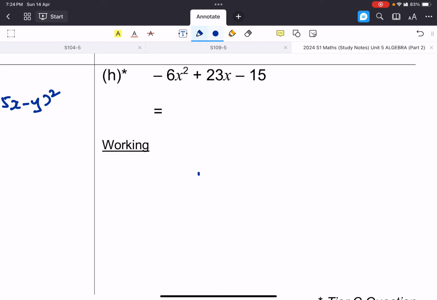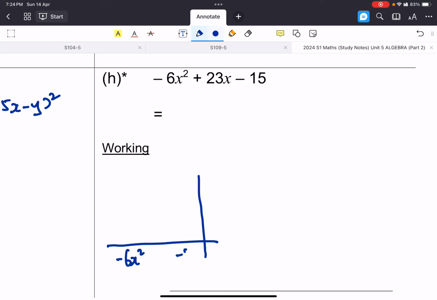Right, let's work this one out. We have negative 6x squared, and we have negative 15 here, and we want to have 23x here. So now, why is this hexary? Because hexary means the question could be a bit more complicated because there are so many combinations over here.